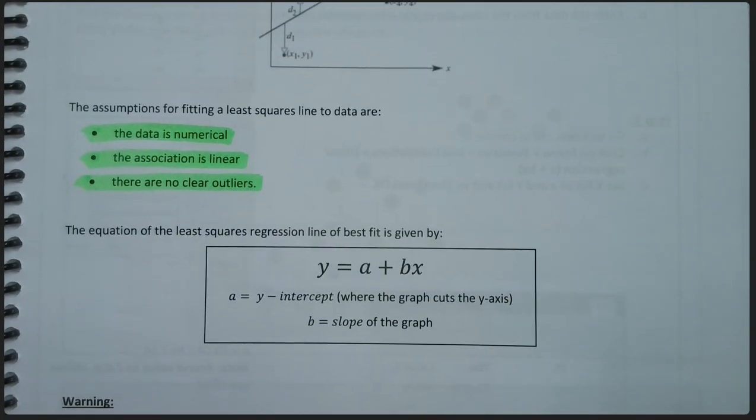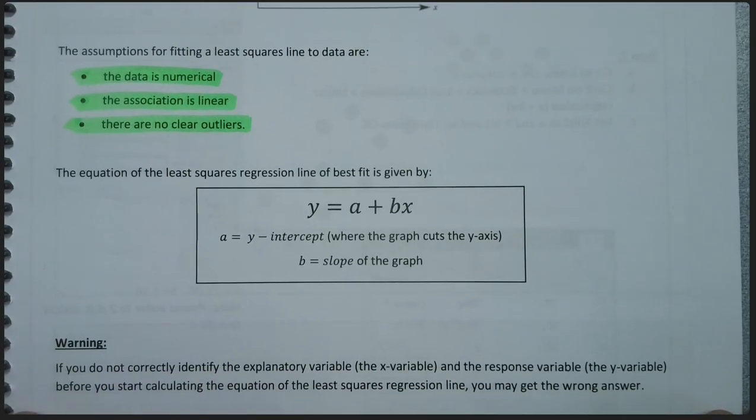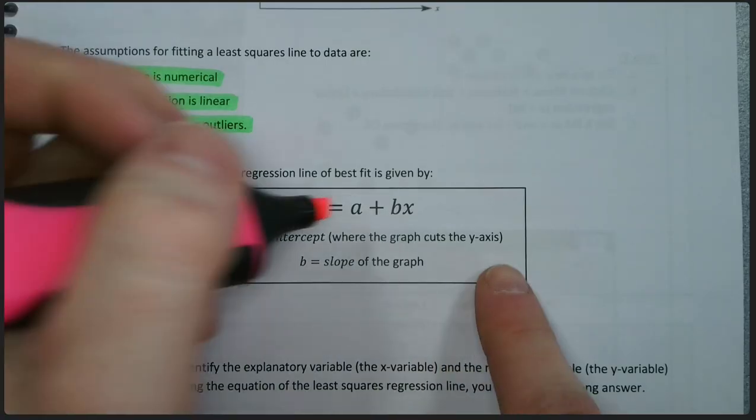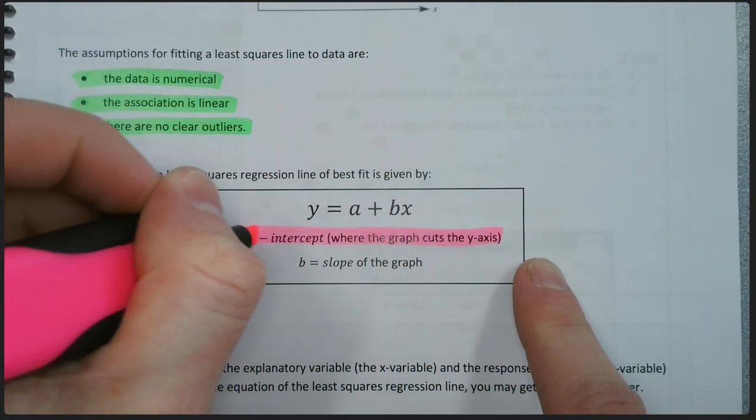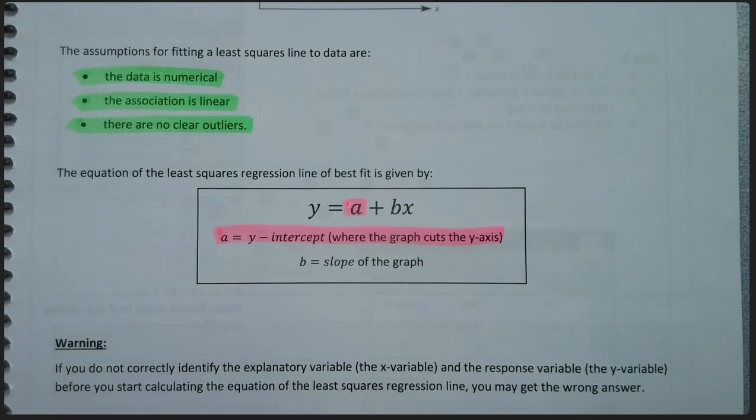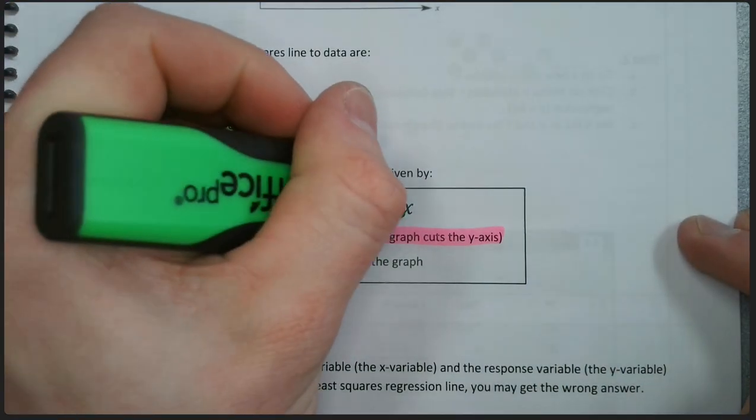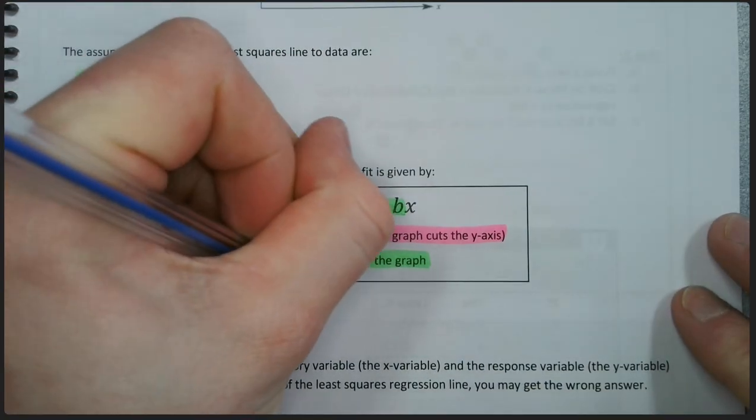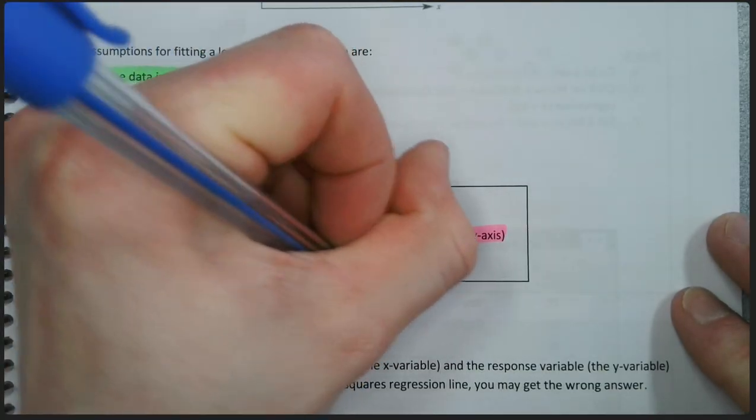The equation of the least squares regression line is best given by y equals a plus bx, right? So this is where we'd have our highlighter out and we're applying some information. a is equal to the y-intercept. b is the slope of the graph, right? You might want to write in below there that it would be the gradient. So our gradient b equals gradient.